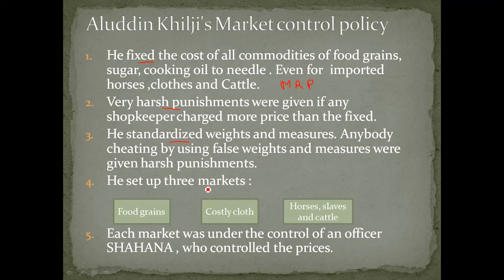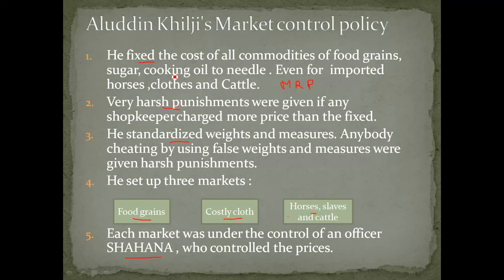Then the fourth point, he set up three markets. Now, what were these markets? One, the food grains. Number two, costly cloth. Number three, horses, slaves, and cattle. And each market was under the control of an officer called Shahana, who controlled the prices.